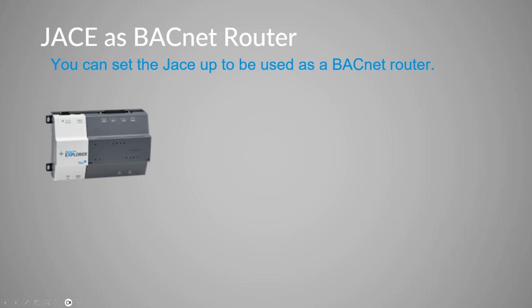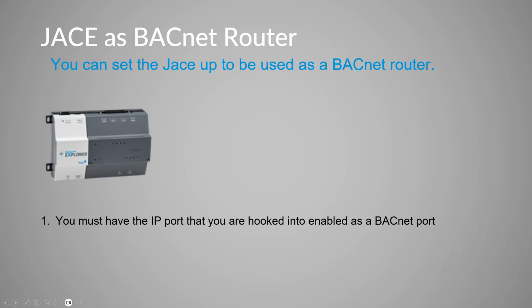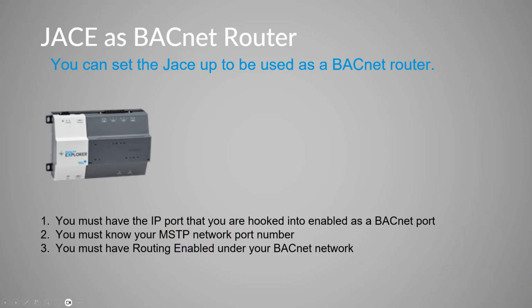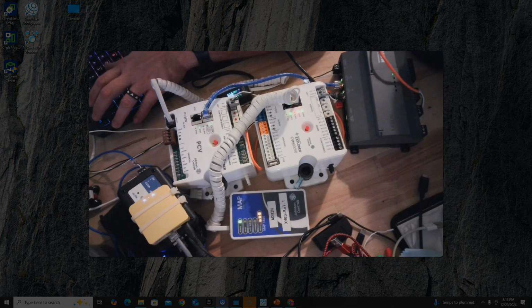Again, you can use this Jace as a BACnet router. You have to set up the IP port you're hooking into as a BACnet port and enable it. You also have to enable BACnet routing. You must know your MSTP port number. You have to have routing enabled, like I said before. So let's look live at all this.